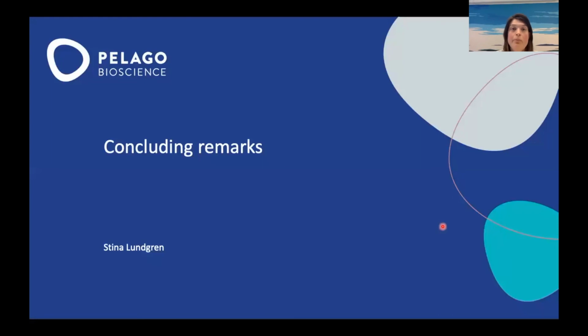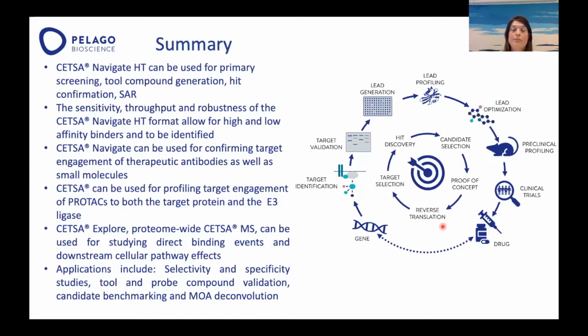So now we're coming to the end of this webinar, and I'm just going to summarize what the team has presented to you. CETSA Navigate HT, as you saw in Helena's presentation, can be used for primary screening and thereby generating tool compounds, but you can also apply it for hit confirmation and generating SARs. It's a robust and sensitive assay, which allows for both high and low affinity binders to be identified.